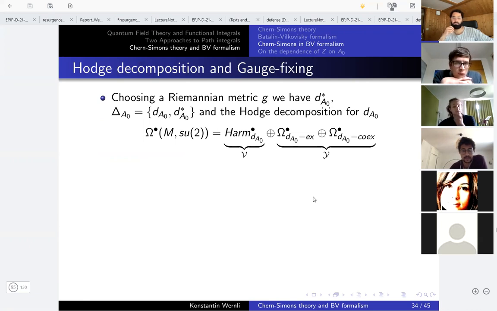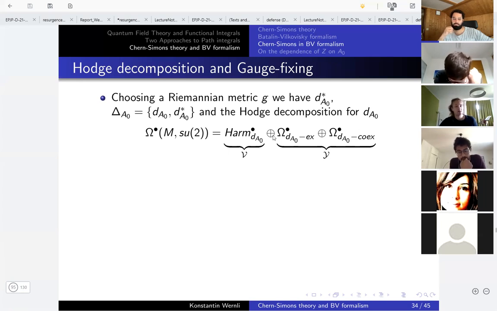So now the gauge fixing can be done using a Hodge decomposition. So I'll choose a Riemannian metric. Then I have the co-differential, so the formal adjoint of this twisted de Rham differential. So this is not the BV operator. This is the Hodge de Rham Laplacian associated to A0 and this metric. And I have a Hodge decomposition into harmonic forms, exact forms, and co-exact forms.